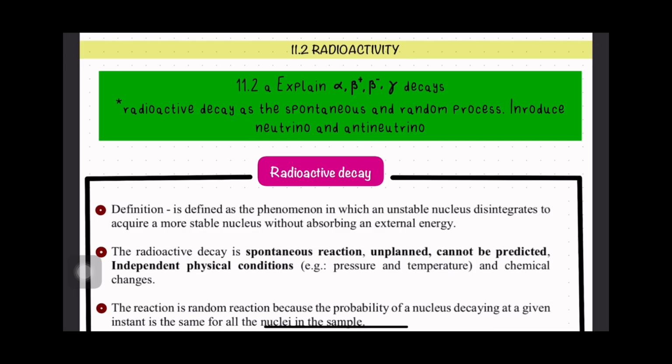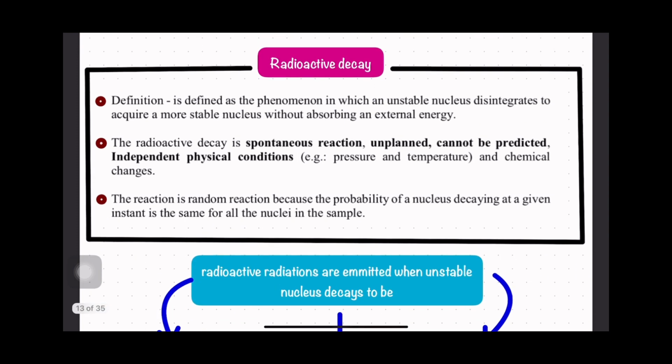Okay, so subtopic 11.2 radioactivity. So 11.2a: explain alpha, beta plus, beta minus, gamma decays. Radioactive decay as the spontaneous and random process. Introduce neutrino and antineutrino. First, we look at radioactive decay.